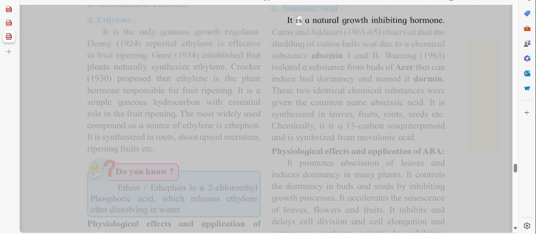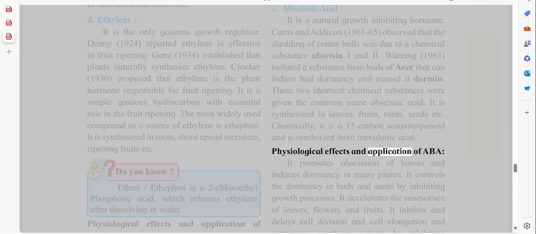Abscisic acid, it is a natural growth inhibiting hormone. Carns and Addicott, 1961-65, observed that the shedding of cotton balls was due to a chemical substance, abscisin I and II. Waring, 1963, isolated a substance from buds of sycamore that can induce bud dormancy and named it dormin. These two identical chemical substances were given the common name abscisic acid. It is synthesized in leaves, fruits, roots, seeds, etc. Chemically, it is a 15-carbon sesquiterpenoid and is synthesized from mevalonic acid.